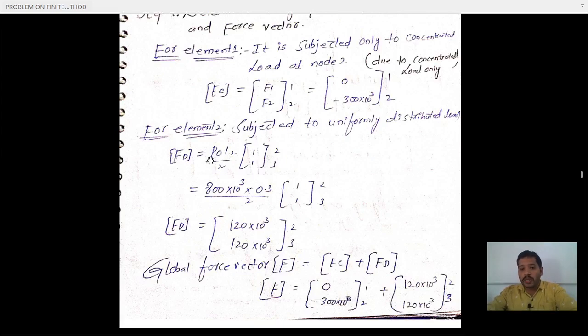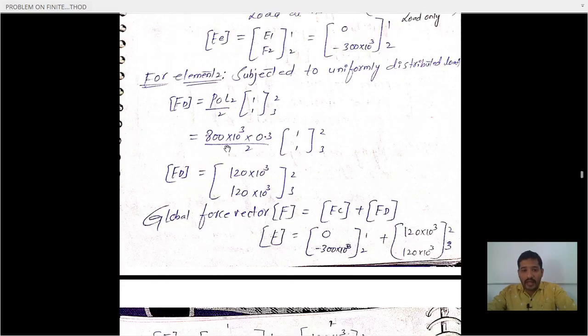Okay, so P0 is nothing but the type of load acting here. UDL force is acting from the second node up to the third node. So how much is given? 800 into 10 power of 3. The length of the second element, how much is given here? 0.3 by 2, 1 and 1. So this 2 and 3 represent the second node and third node on which the UDL force is acting. Which load? UDL, nothing but uniformly distributed load, is acting on this component.